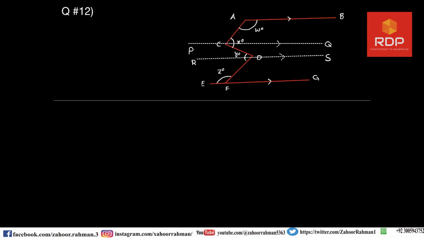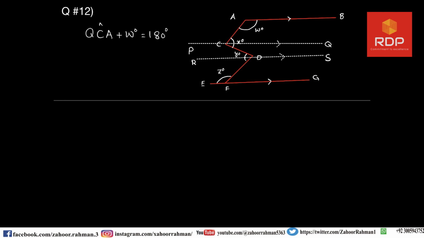We drew these two lines for our purpose because we have to find first the half part of this X. So can I write this as QCA? QCA angle plus W degrees is equal to 180 degrees.